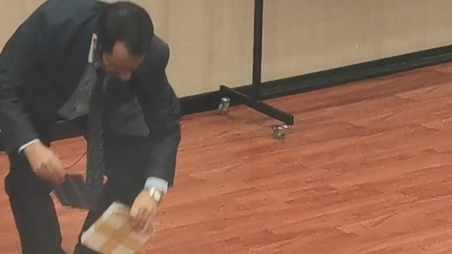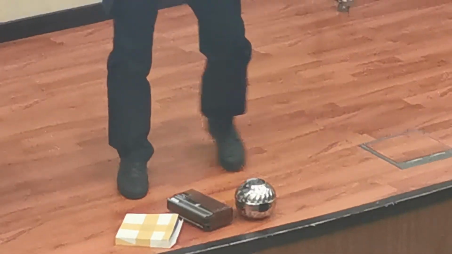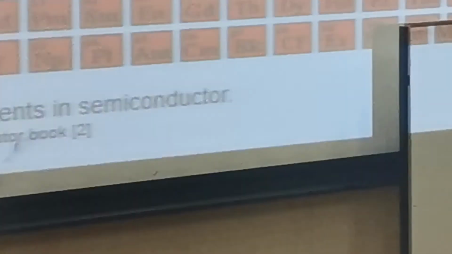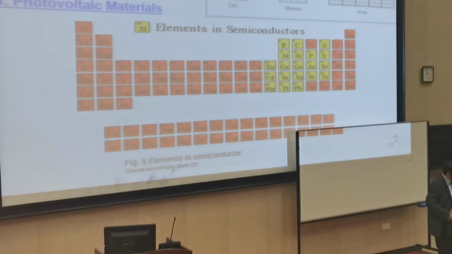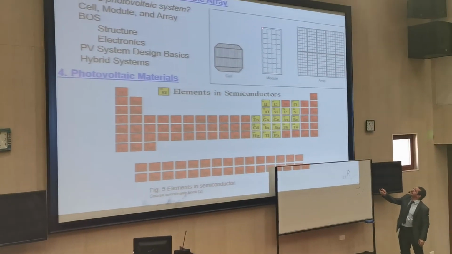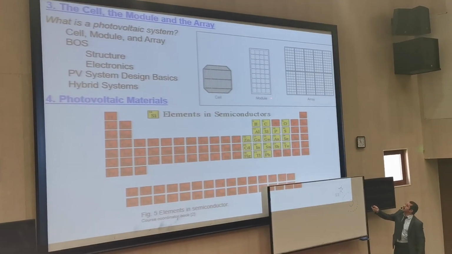Now this is the main part. If we put these parts together, what will we come up with? We will come up with what we call a module. Have a look, this cell is here, 1, 2, 3, 4, and here 9.